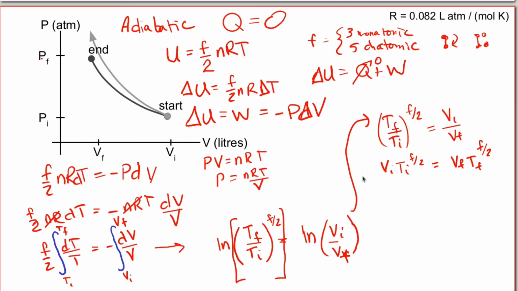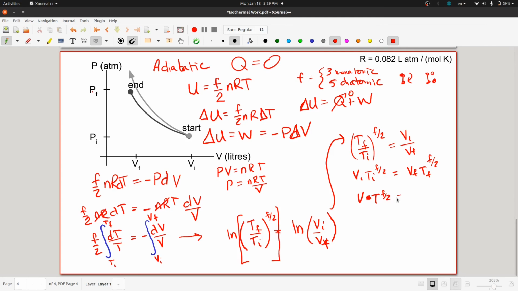So I see this combination, V T to the f over 2, is a constant. So at every point in this process, V times T to the f over 2 equals a constant, the same way that P times V was a constant in the isothermal process. So this is the characteristic of adiabatic compression.